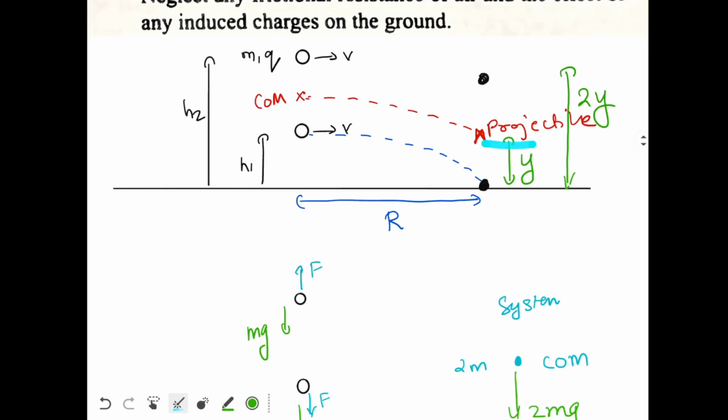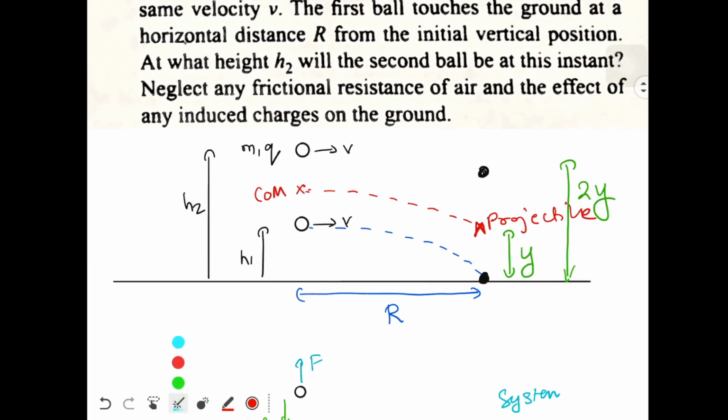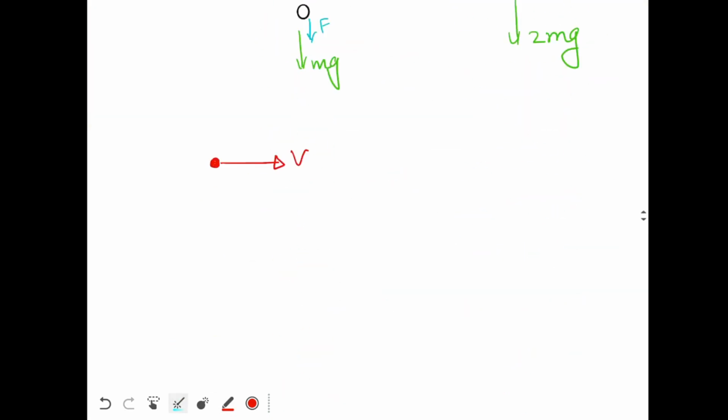So one thing we know is that center of mass is following a projectile motion. So let's just look at the motion of center of mass. So this is your center of mass. Its initial velocity is how much? That will be equal to v, because both of the particles have initial velocity v. So center of mass also has the same velocity v. It is following a projectile path.